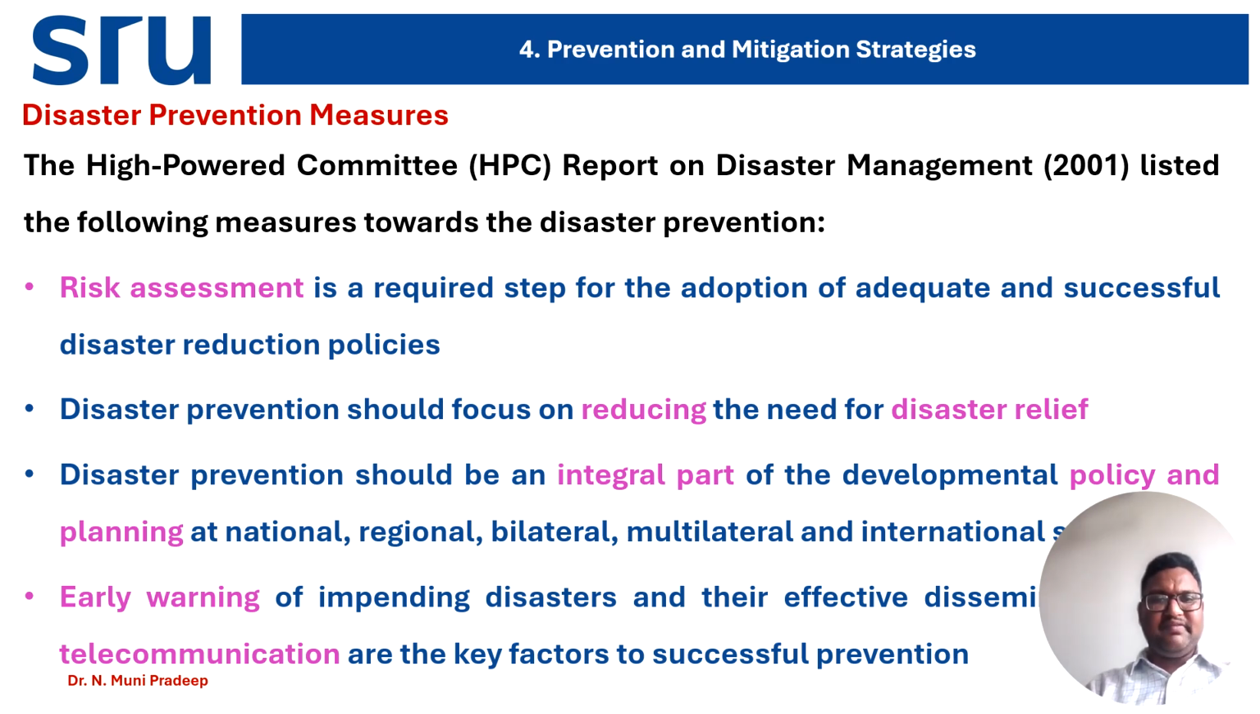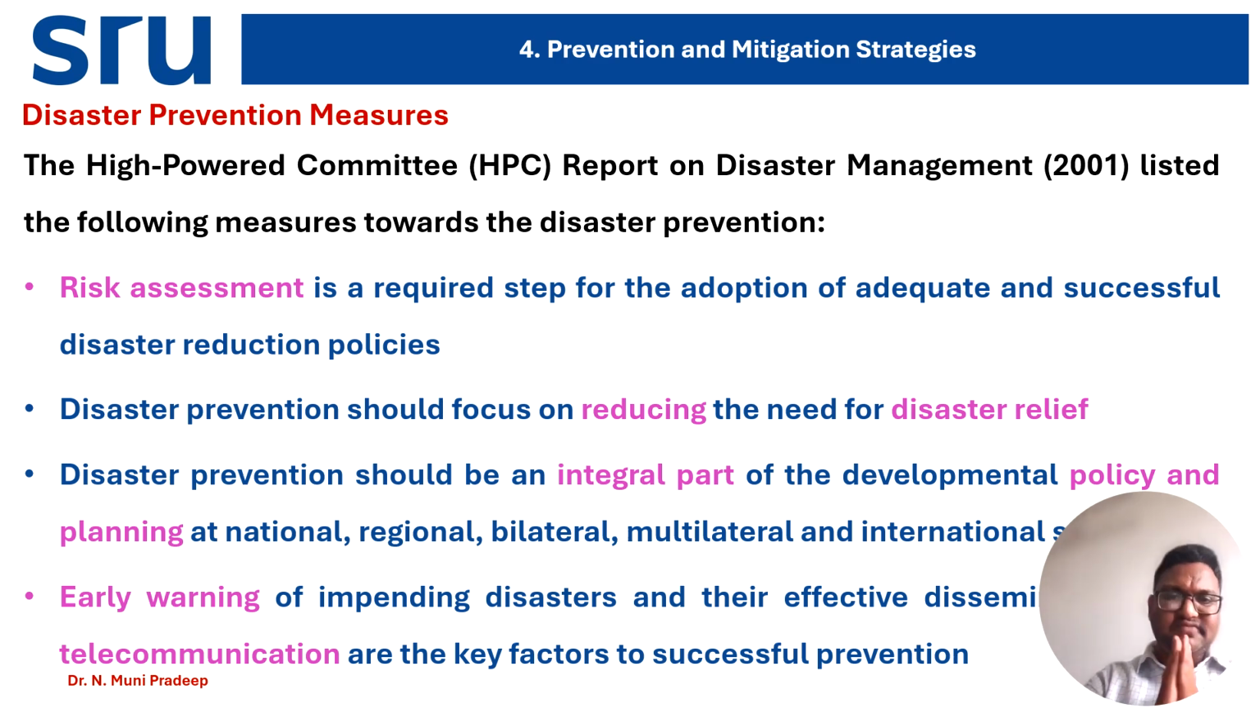So coming to the second prevention measure, we are mainly focusing on reducing the need for disaster relief. This is one most important point. The HPC report makes an important and often overlooked point, that disaster prevention should focus on reducing the need for disaster relief. What does that mean? I think it's a hypothetical statement. The statement is a direct challenge to the traditional relief-first approach to disaster management.